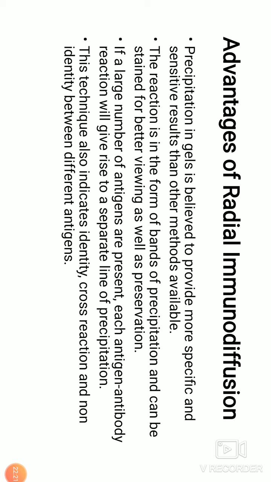So the advantage of using radial immunodiffusion is that it is a concept of simple precipitation. Precipitation in gel is believed to provide more specific and sensitive results than other methods available. The reaction is in the form of bands of precipitin. It can be stained for better viewing as well as preservation. If a large number of antigens are present, each antigen-antibody reaction will give rise to a separate line of precipitation. This technique also indicates identity, cross-reaction, and non-identity between different antigens.